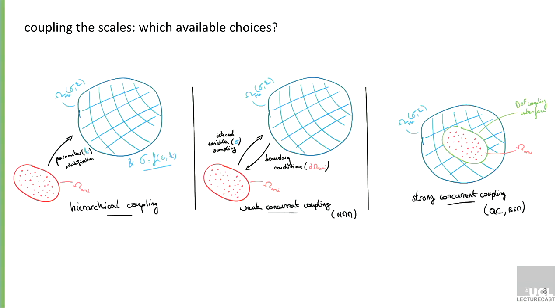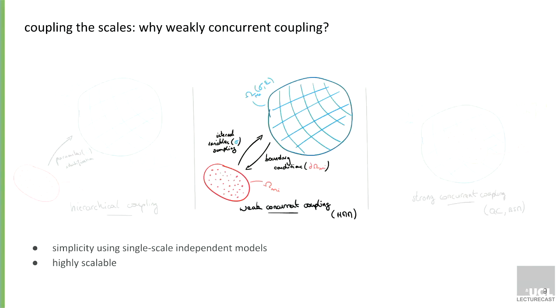And so what we're going for in our application is the HMM one, which has two simple benefits compared to the others. Your models being completely independent, you rather have to work on the workflow and the scalability of the independent models rather than how you're gonna solve two different methods at the same time, as you would with the strong concurrent coupling.